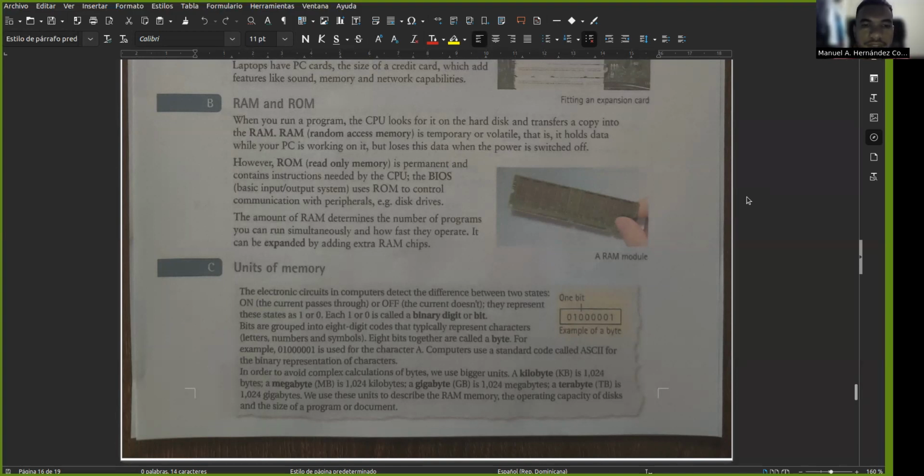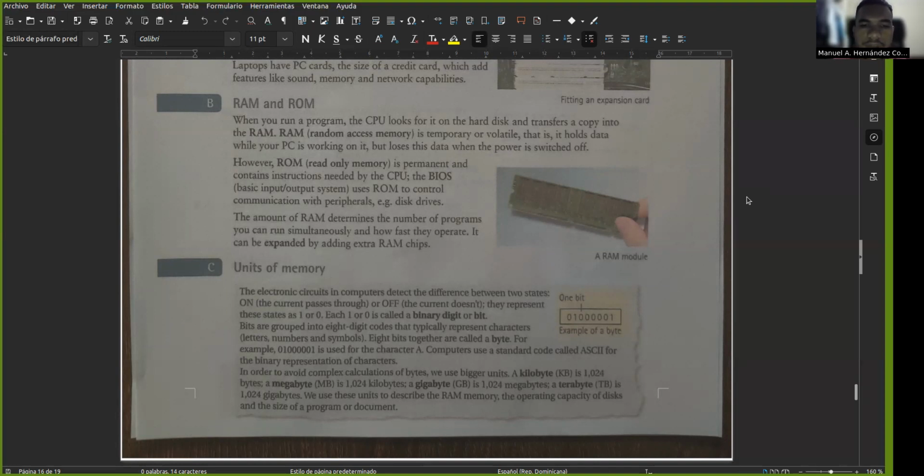Bits are grouped into 8-digit codes that typically represent characters, letters, numbers, and symbols. 8 bits together are called a byte. For example, 0 1 0 0 0 0 0 1 is used for character A. Computers use a standard code called ASCII for the binary representation of characters.